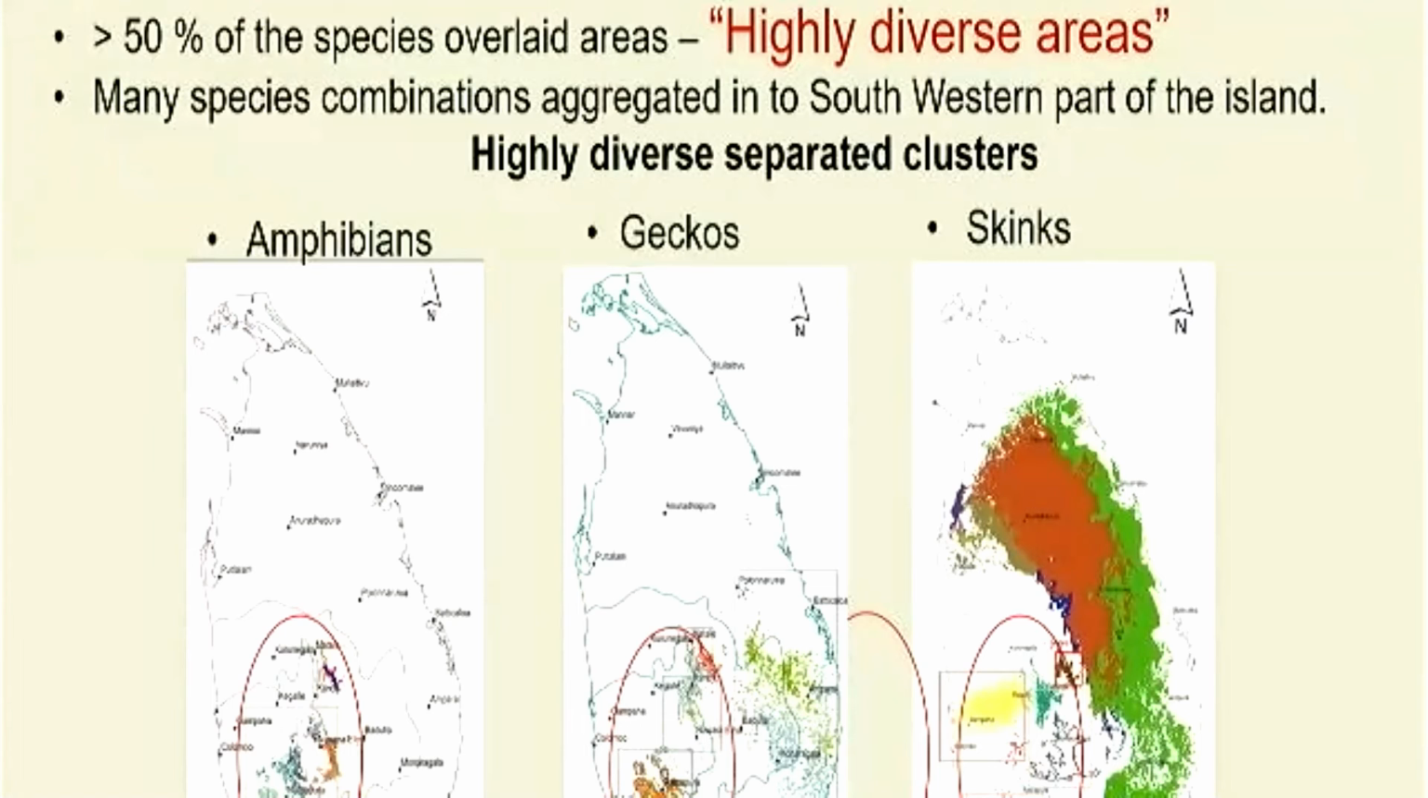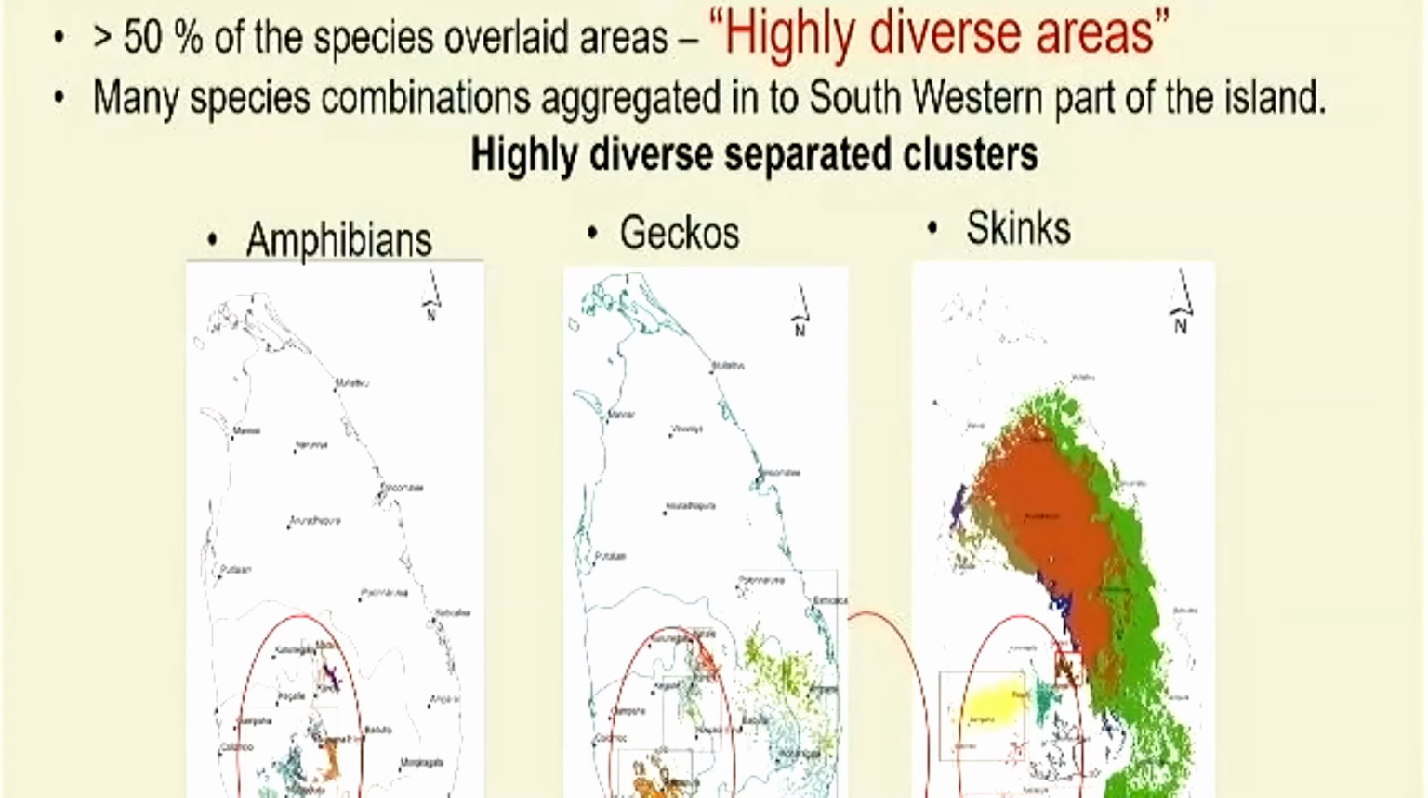And this is the result too, where we have generated the high diverse areas after overlaying each map of the different taxa all together, and we have identified where the high diverse areas can be present. We name this a high diverse area where, if we take 10 species, more than 5 species are present in some area. That's how we generate these maps.